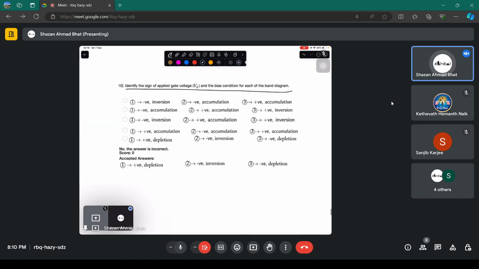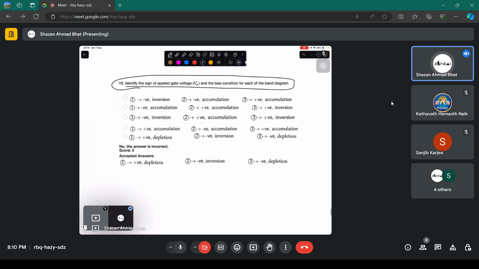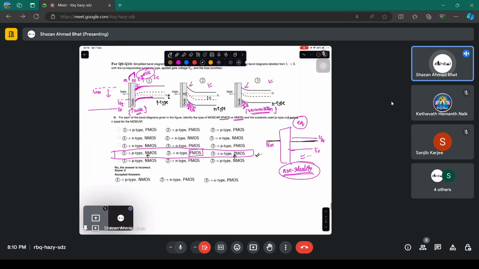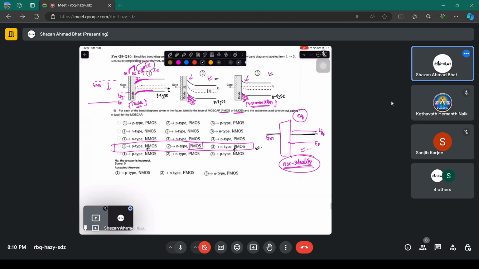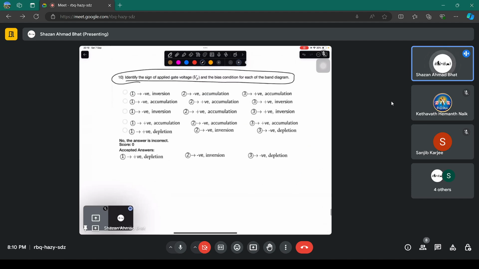Identify the sign of applied voltage. Yes, the voltage is applied in the previous questions, that's what I was telling. So, what is going to happen in this particular scene? You see that there is accumulation of the holes. So 2 and 3, there is accumulation.